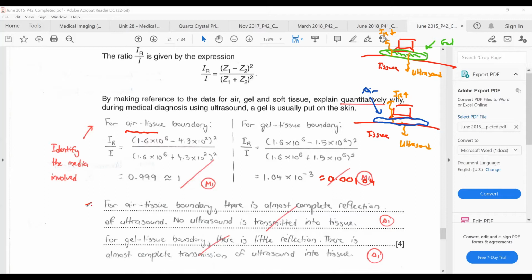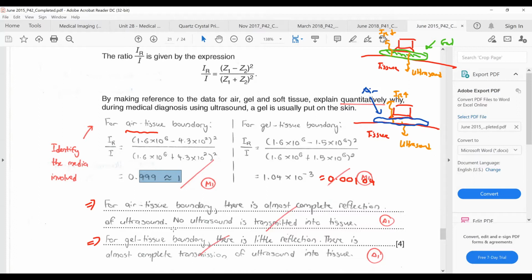So you just need to write some statement to explain. For air tissue boundary, there is almost complete reflection of your ultrasound because the ratio is close to 1. No ultrasound is transmitted into tissue, which is not good because, as I mentioned to you, your ultrasound needs to go into your medium, into your body, and it needs to go deep so that it can give you the reflection so that it can produce an image. If there isn't any remaining, that means it cannot go deep, it cannot give you any image below your skin.